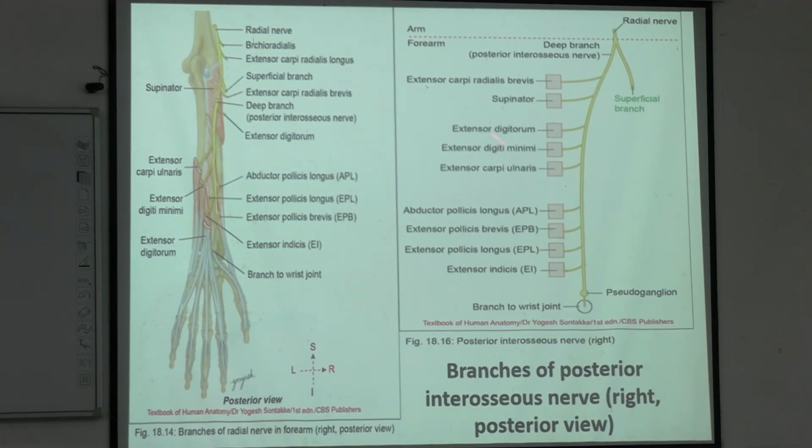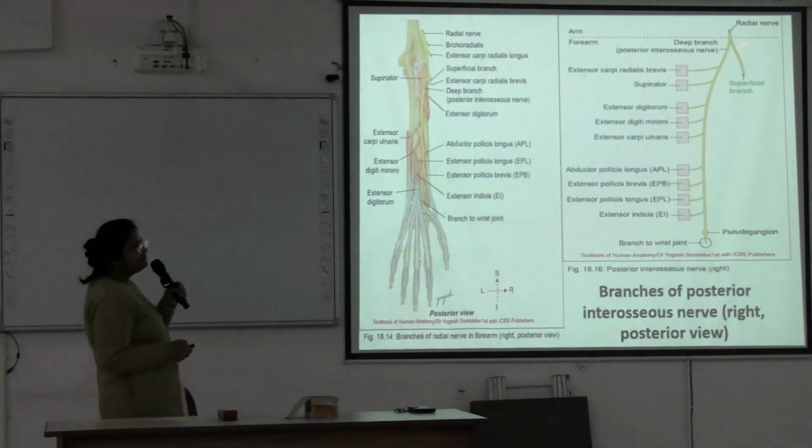This is one schematic diagram for the posterior interosseous nerve. You can practice this diagram. So the radial nerve is dividing at the junction of arm and forearm into superficial and deep branch. Superficial branch has only sensory supply to the dorsum of the hand, lateral 3.5 digits. And the deep branch is also known as posterior interosseous nerve.